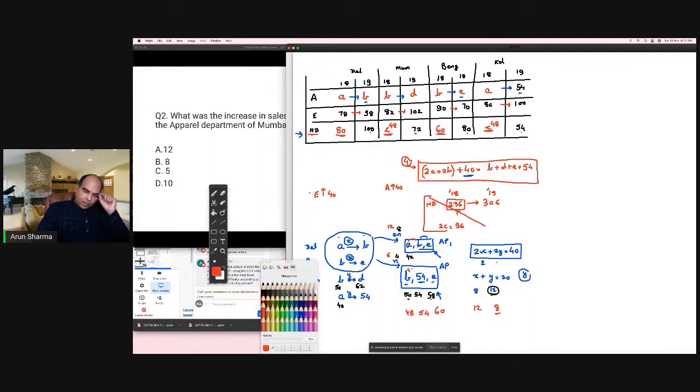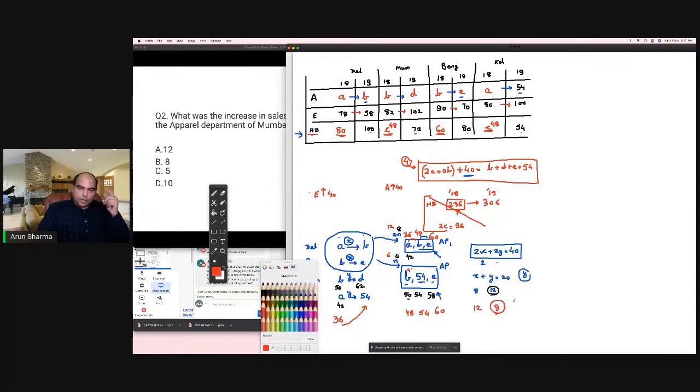And with b at 48 and e as 60, a becomes 36. And if a becomes 36, y becomes 18, which is a contradiction to the starting point of y is equal to 8. So this is what goes wrong with the wrong option, and that's why you can conclude that 12 is the right answer, and all the numbers, the blue numbers, are the correct ones.